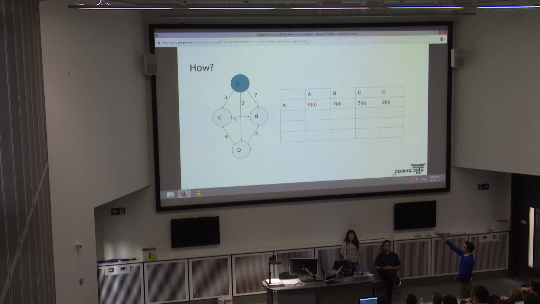What you want to do is start at the beginning with A, and ask yourself, what's the shortest distance from A to any other node? Well, from A to A, it's 0, obviously, because you don't have to do anything. From A to B, 7. These letters here, I've just written to know which vertex I came from. From A to C is 3, and from A to D is 2.